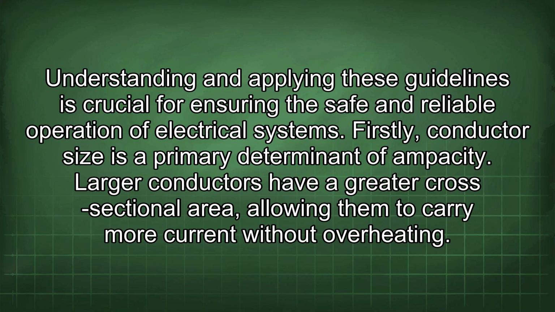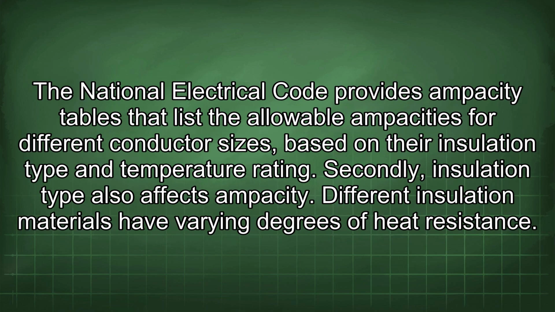Firstly, conductor size is a primary determinant of ampacity. Larger conductors have a greater cross-sectional area, allowing them to carry more current without overheating. The National Electrical Code provides ampacity tables that list the allowable ampacities for different conductor sizes based on their insulation type and temperature rating. Secondly, insulation type also affects ampacity.